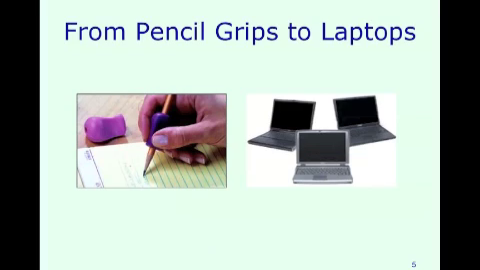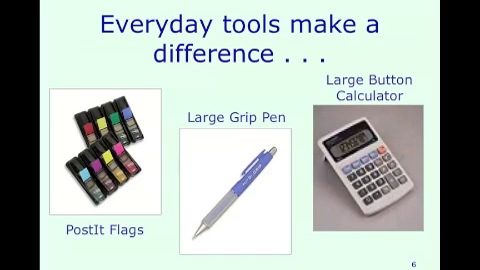I do want to reinforce that assistive technology really is any device, which means that it could be a low-tech, no-tech device, such as a pencil grip, going all the way up to very high-tech and more complicated devices. There are everyday tools that make up assistive technology. So post-it flags, large grip pens, large button calculators, anything that can help a person with a disability work more effectively, learn more effectively, bridge their disability in a way that makes sense.